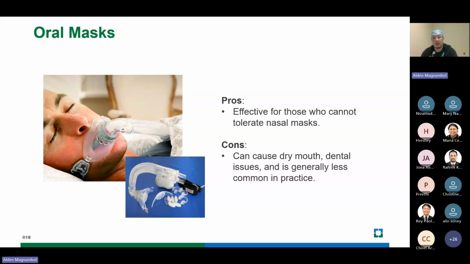Oral mask: effective for those who cannot tolerate a nasal mask. This can cause dry mouth and dental issues. It's generally less common in practice, and I believe it's not being used anymore. I have not seen one here in the UAE, but it's good to know.